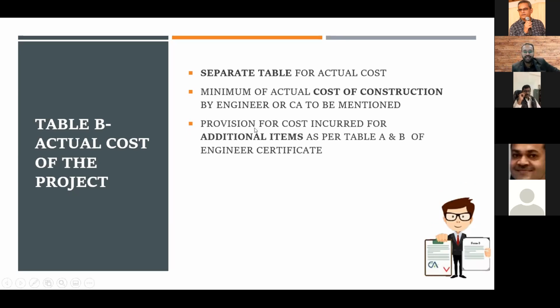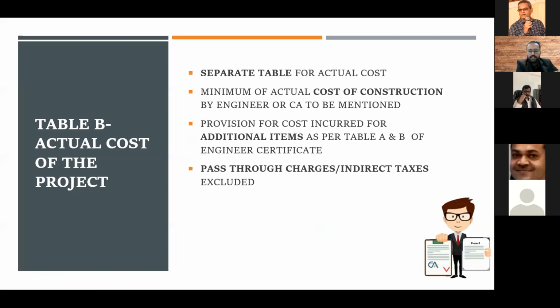Provision for cost incurred for additional items was included in the estimated and is included here also. Pass-through charges or indirect taxes are excluded from actual cost. Obviously, in estimated also you don't have to take it, and in actual cost also it is not required. Absorbed cost of machinery, on the basis of actual cost that has been absorbed, needs to be incorporated.